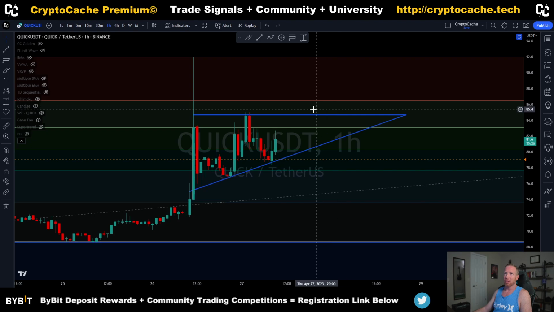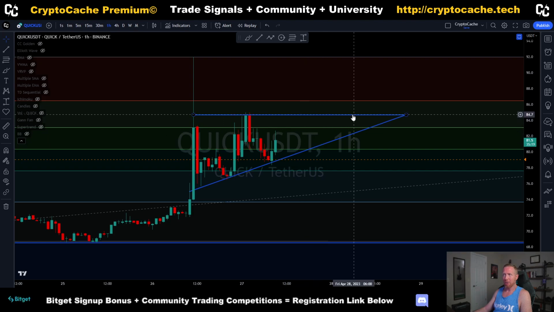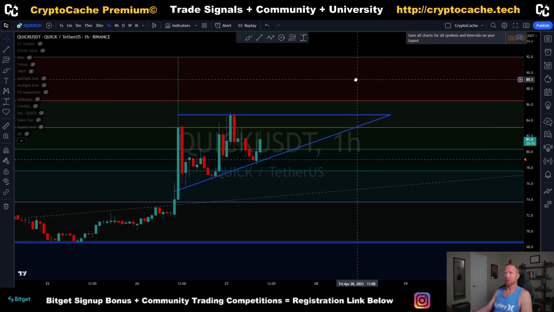But all in all, at this point, I think we're looking at a position where this coin should continue to retest this resistance range right here at about 84.5, and we'll see essentially what that looks like. So I'm excited to cover this one again here soon.